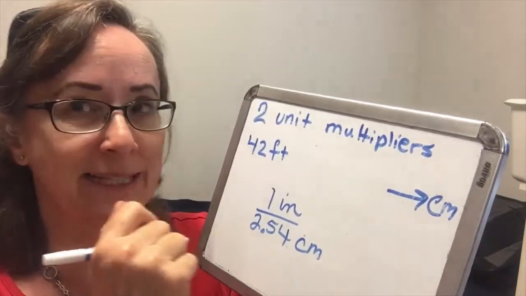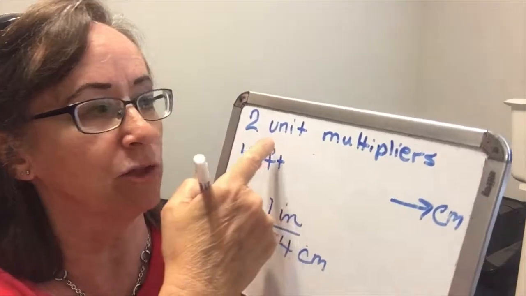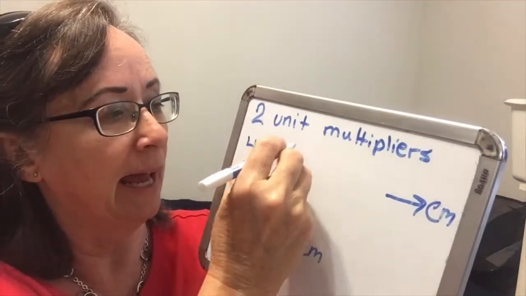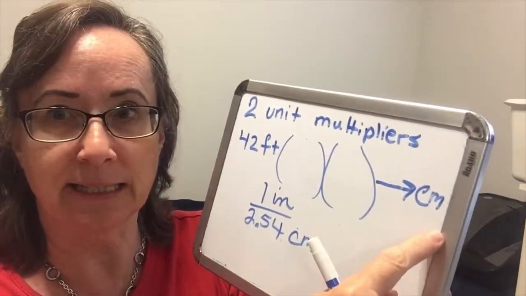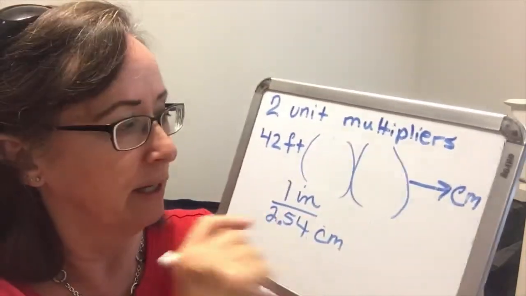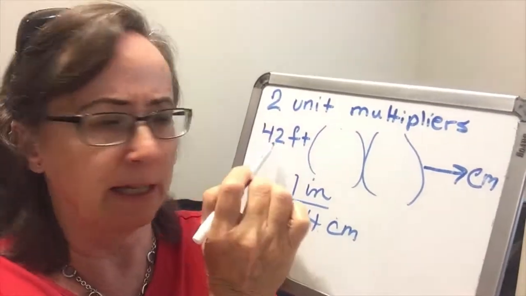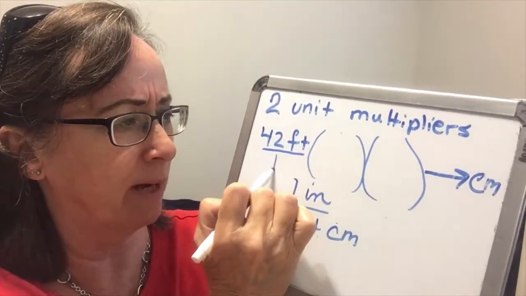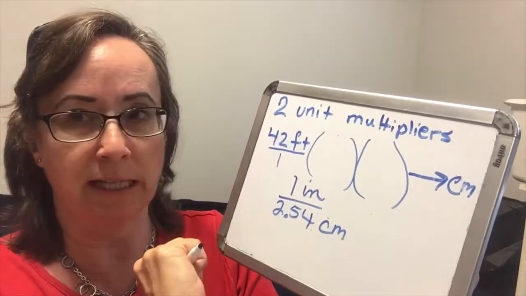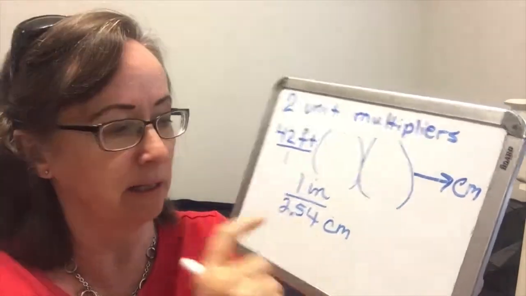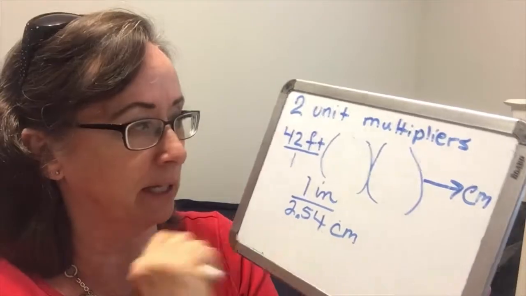Okay, so let's think about this here. We're going to use 2 unit multipliers, and we're going to multiply to get centimeters. So that's the goal. So this is strategic thinking here. We have a goal, and we've got to get there. So if we're going to use 42 feet, we're not ready to use this one yet because this one doesn't have any feet in it.